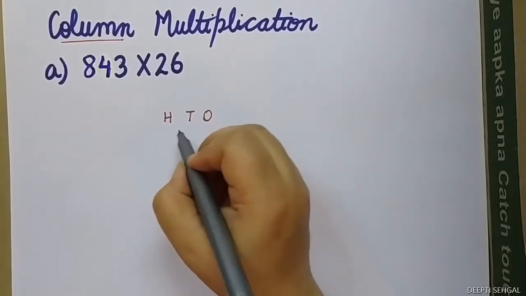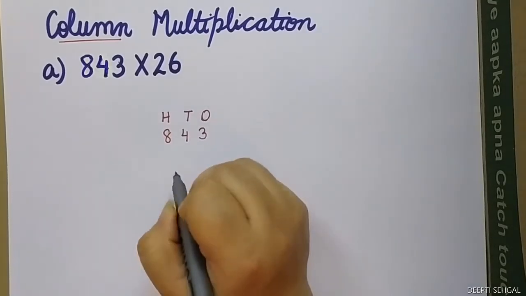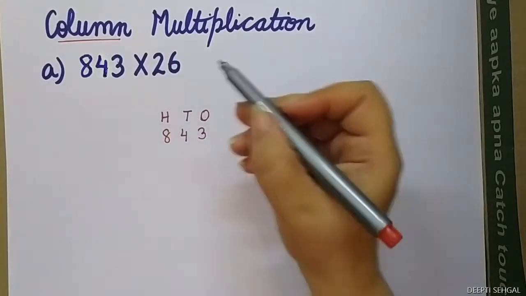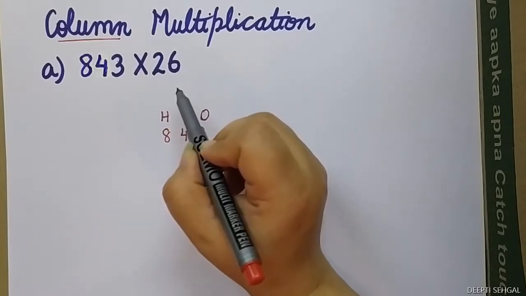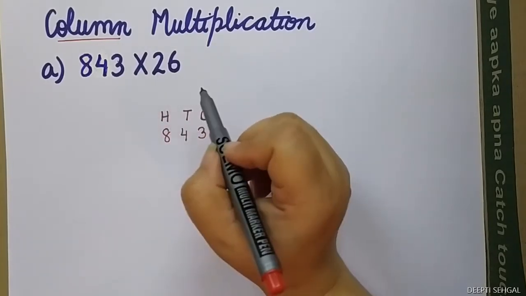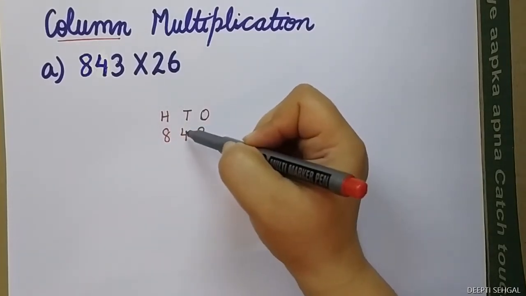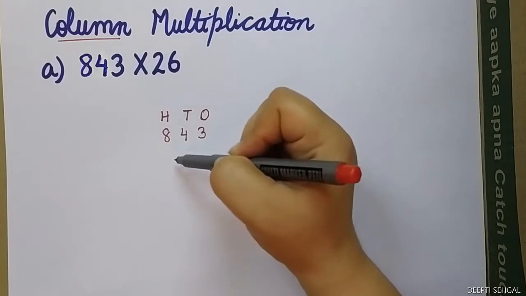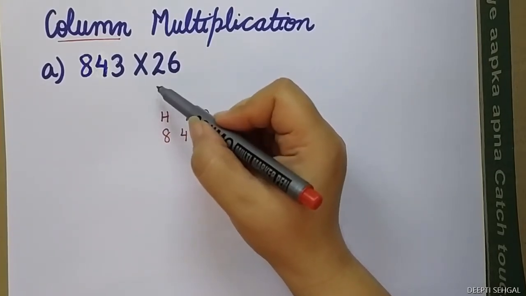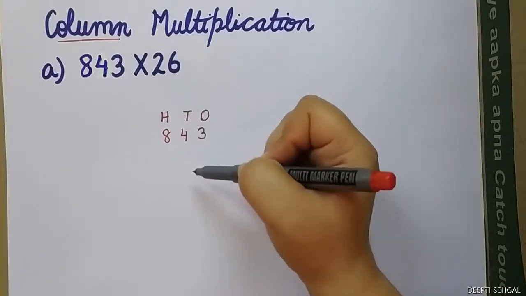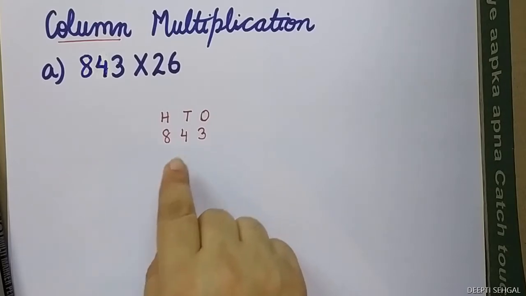Under it I am writing my number, 843 multiply by 26. Again we know that we can change the order of the numbers when we multiply. 2 multiply by 3 or 3 multiply by 2, the answer is 6. So we can write 26 here also, and 843 under it. But to make our calculations easy, it is better to write the smaller number below. So 26 is smaller, so I am writing 26 under it.